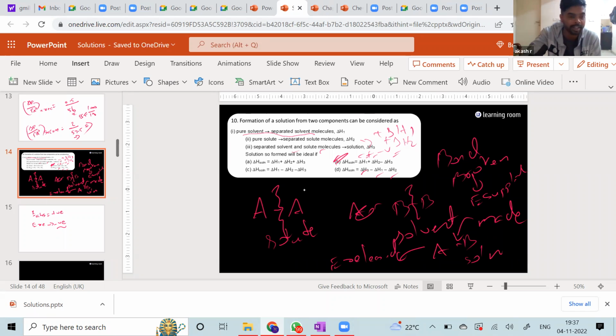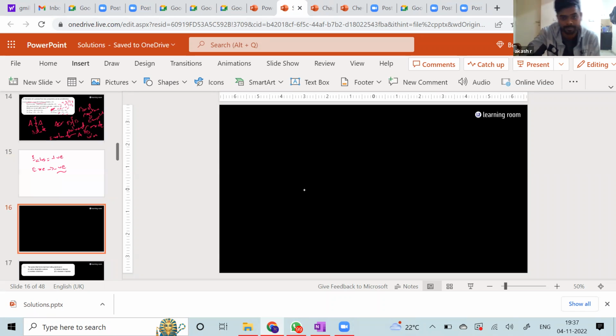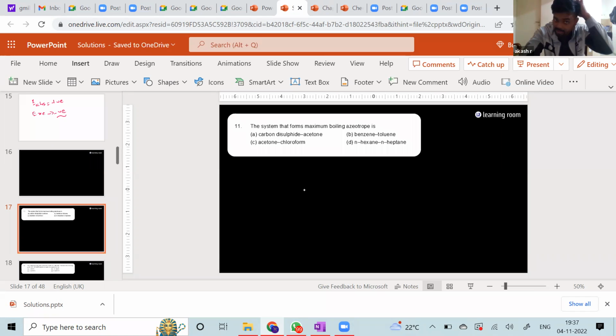Okay, right. Moving on. Next, the system that forms maximum boiling azeotrope. Right, these are all you have to remember. But still, even if you don't remember, actually, you'll be able to understand certain things. When you want to form maximum boiling azeotrope, a maximum boiling azeotrope is actually going to show negative deviation from Raoult's law.